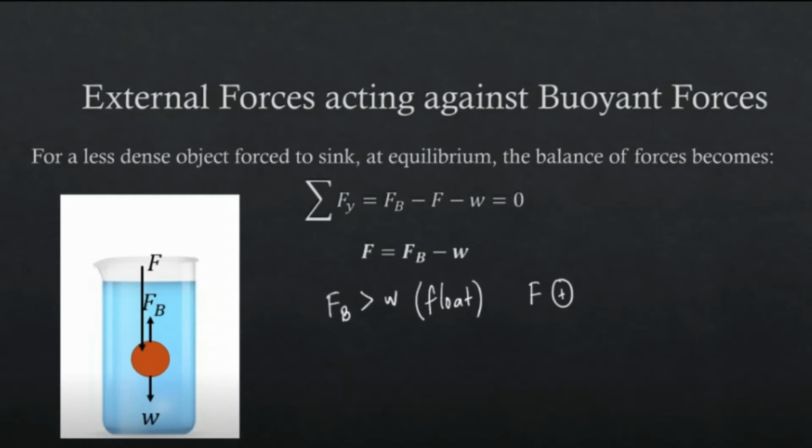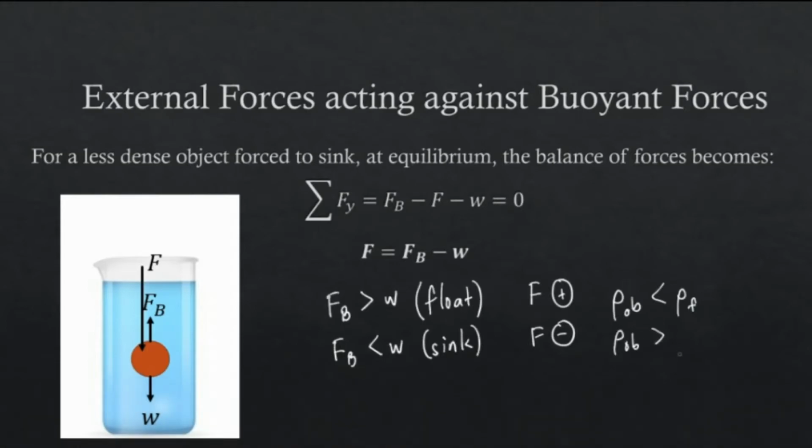The opposite of that is when the buoyant force is less than the weight of the object. That is when the object would sink to the bottom of the container. We would get an external force that is negative. That means that as you are pulling for the object to stay submerged, then there is an excess of force that works in the same direction as the weight, and that is pulling the object down. For the case of the object floating, this is when the density of the object is less than the density of the fluid. And for the second case, that is when the density of the object is greater than the density of the fluid.